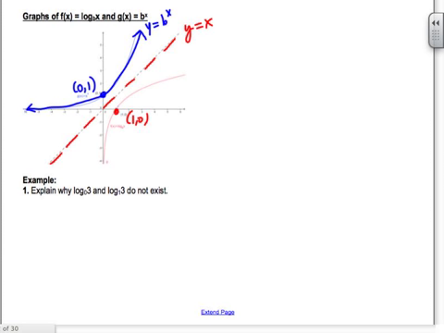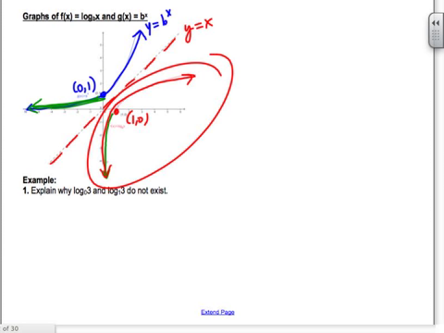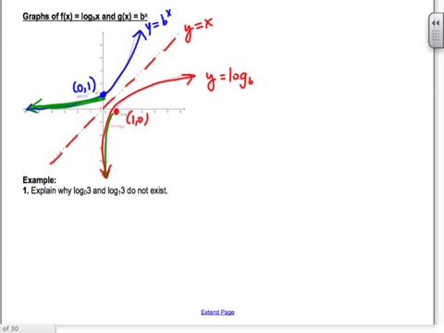And notice over here, as my x values become negative, they get really close to y equals 0. So as my x values get really close to x equals 0, my y values become more and more negative. That's what's happening there. See how it's working? That's why it's a reflection across the line y equals x. So log functions are going to look like that. That line is y equals log base b of x.